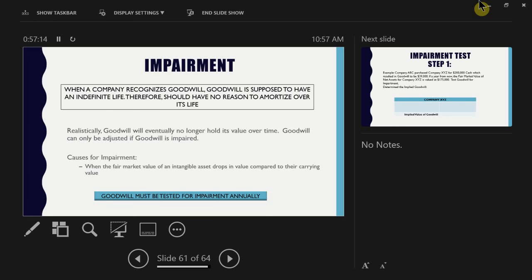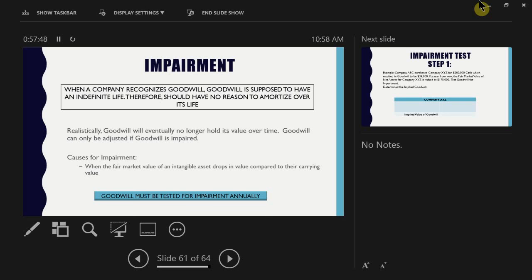So in this case, you have to have a reason to be able to do that, and that's only if you test Goodwill to see if it holds its carrying value. The day that you acquired it or purchased it, that's the holding value or the carrying value, right? Then we're going to compare it to the actual fair market value. And if it drops or falls below, then that's how you know that your Goodwill is at risk or going to become impaired because it's losing its value over time.